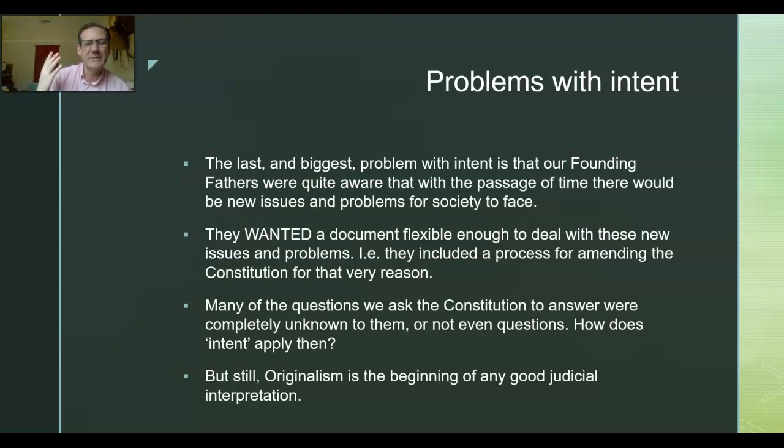And so many of the questions that we ask the Constitution to answer today were completely unknown to the Founding Fathers. Cell phones, gay marriage, right? Assault rifles that can shoot, whatever it is, 50 bullets a minute, when they had a musket that shot a bullet every 3 minutes. That's about as fast as you could get, right? That's tough. But look, still there are some problems with intent, but originalism is the beginning of any good judicial interpretation, okay? There's absolutely no doubt about that.